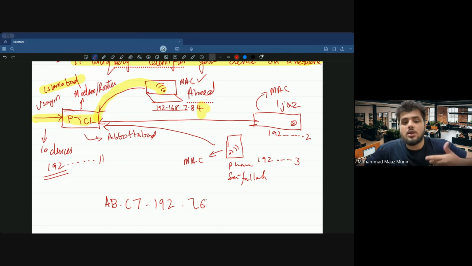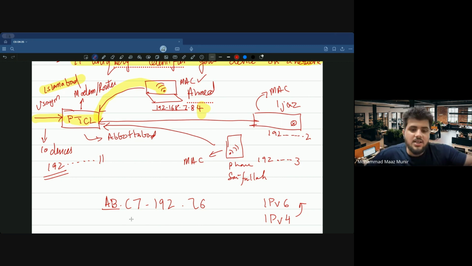Now this is a new type of IP address which is called IPv6. Till now, all the other examples we discussed were IPv4. So IPv6 is like a new advanced version. Before that, right now in Pakistan, if you see your device IP address, it looks something like this: 192.168.